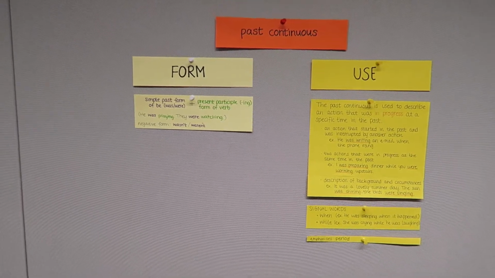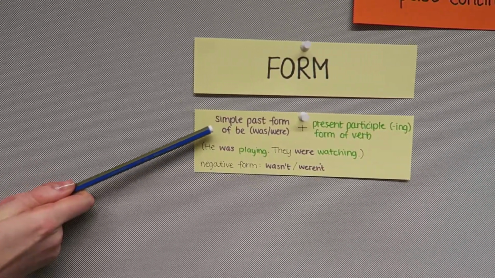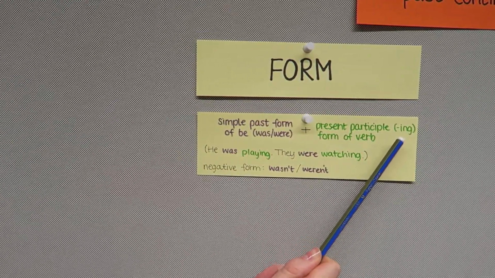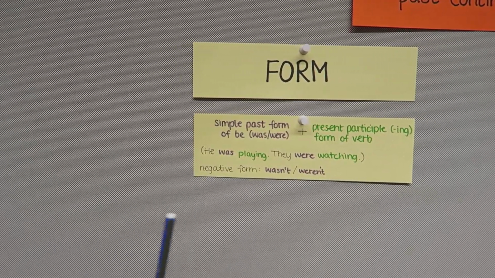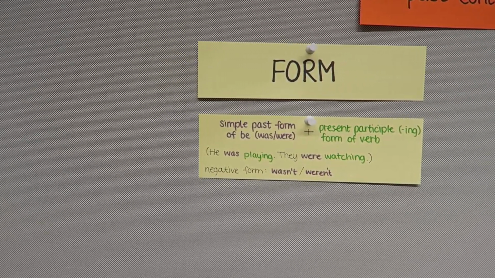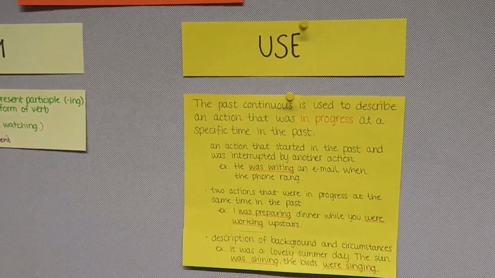Now the past continuous. The form is the simple past form of be, so either was or were, and the present participle ending ing form of the verb. For example, he was playing, they were watching. The negative form would be wasn't and weren't, and the present participle form of the verb.